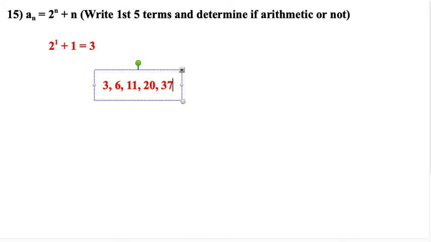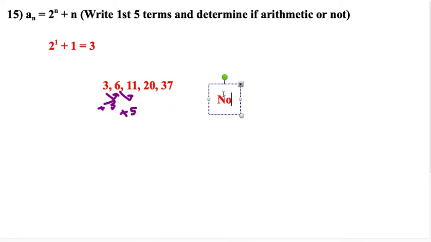Now looking at this, the common differences are all different. In fact, all you have to do is look at this and say, oh, this is going up by 3. Here, this is going up by 5. Which means it is, in the end, not, let's underline that, not arithmetic. And that is it.